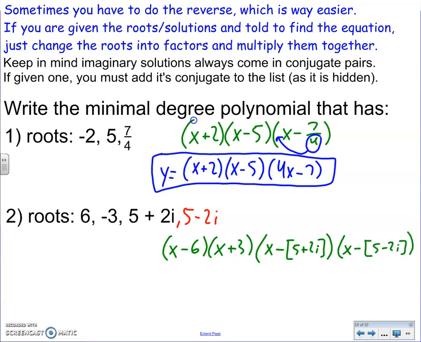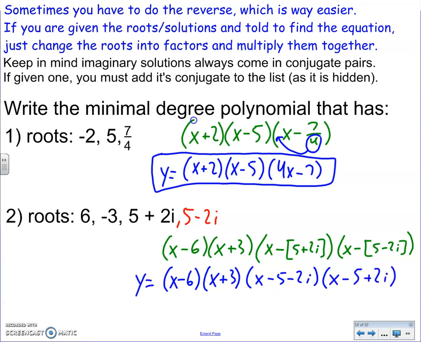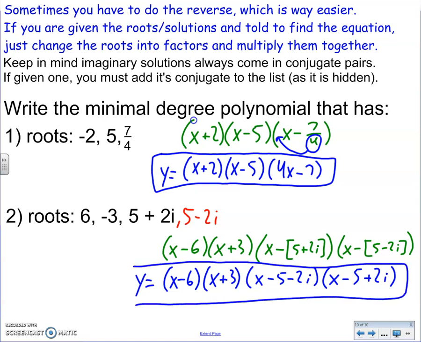Well, notice you have to distribute for those. So this stays the same. This stays the same. When I distribute the -1 here, I get x minus 5 minus 2i. There's this one. Then I distribute the -1 here, I get x minus 5 plus 2i. All right. And that is our equation in factored form. Again, not standard form, factored form. If they ask you standard form, you have to multiply it out.